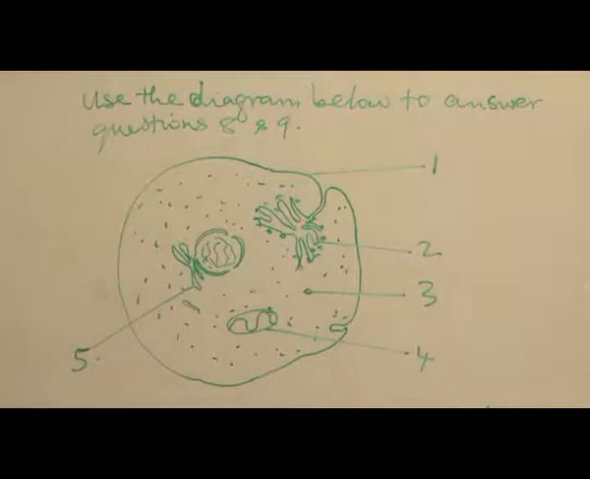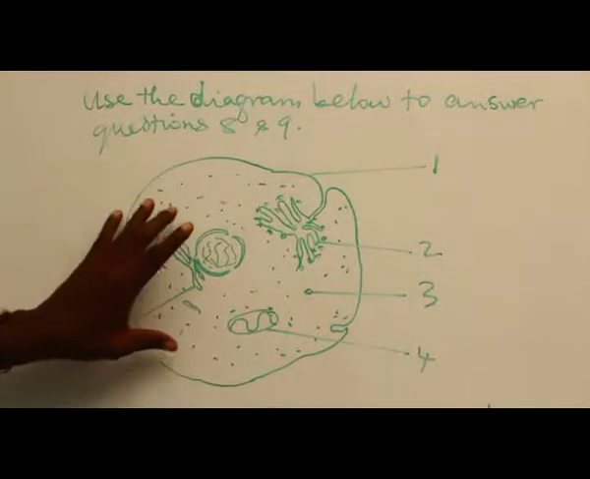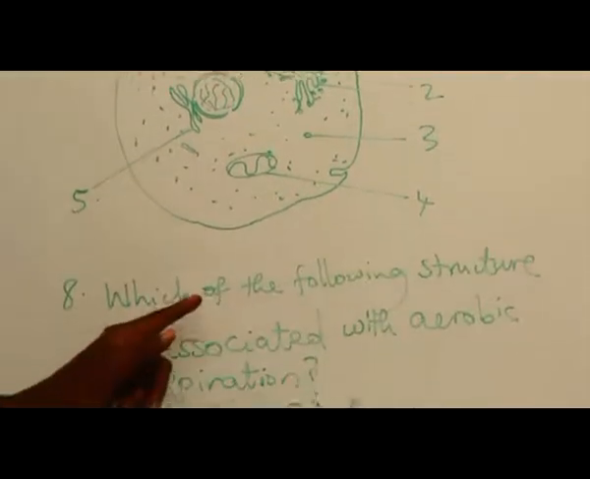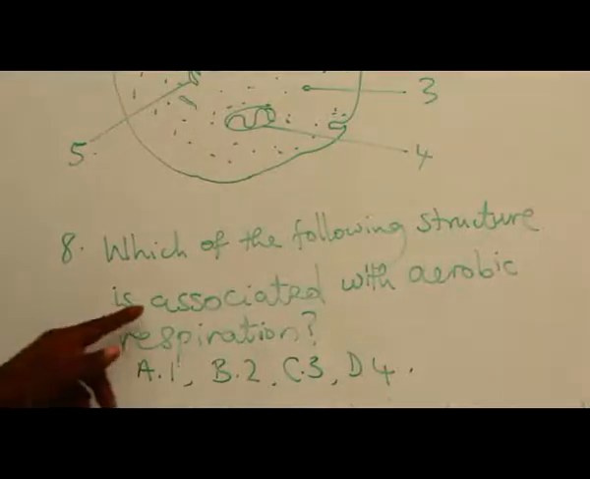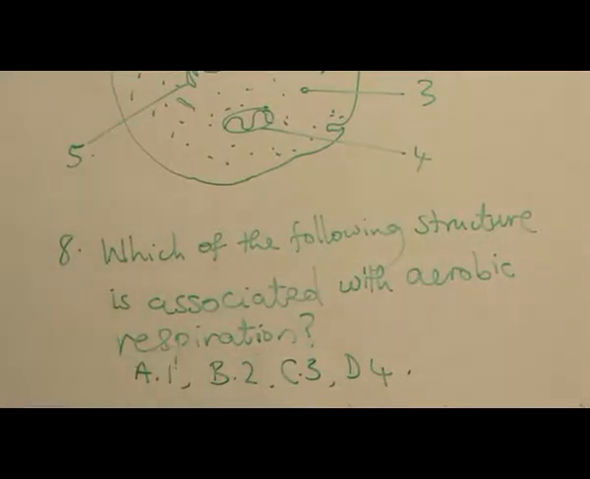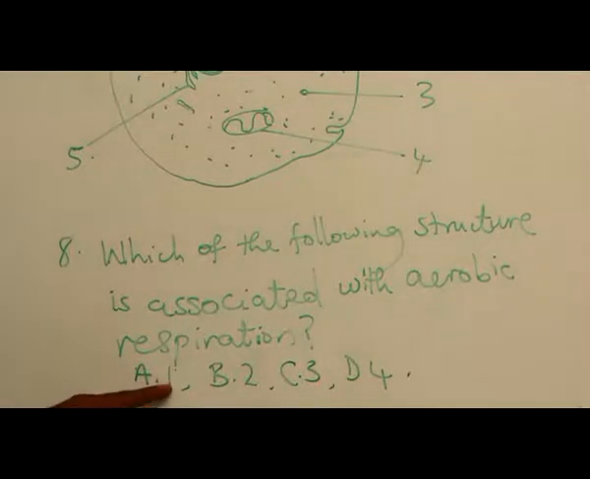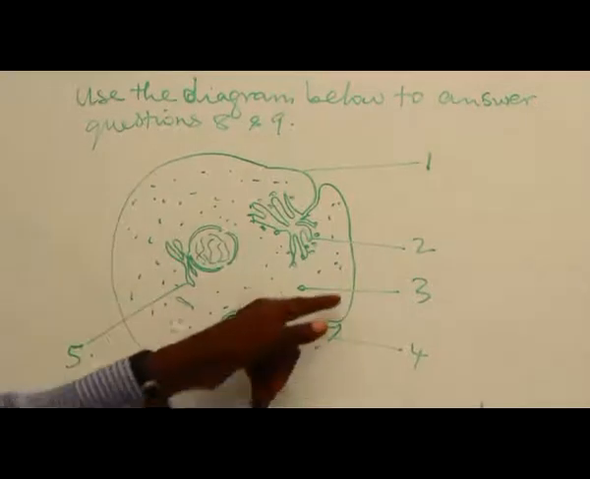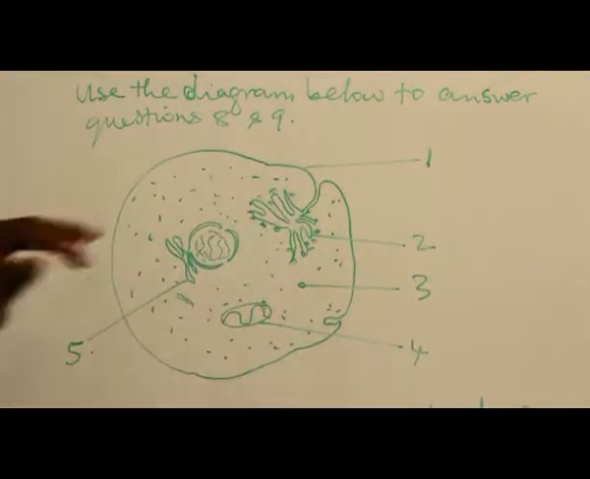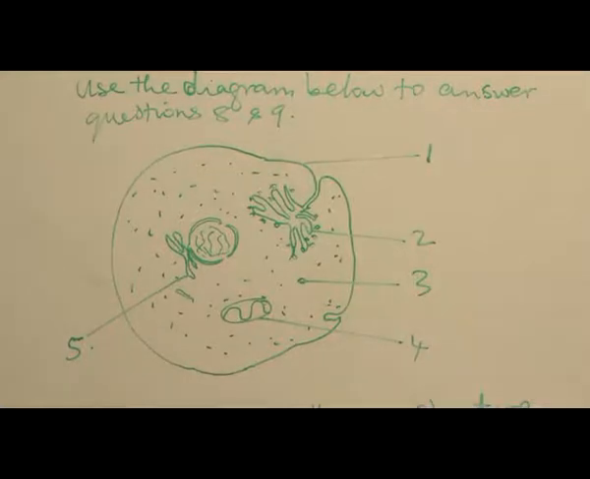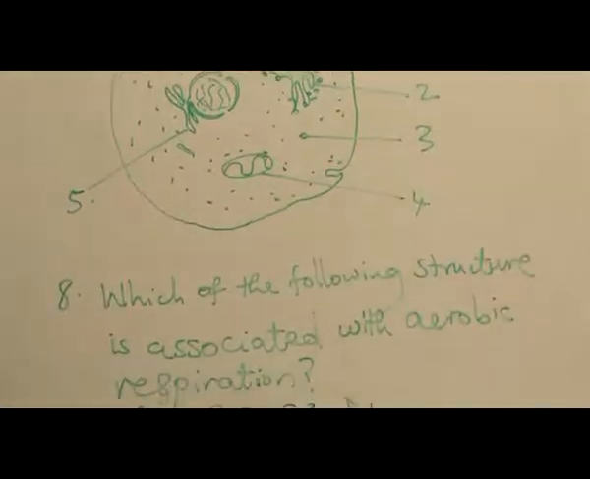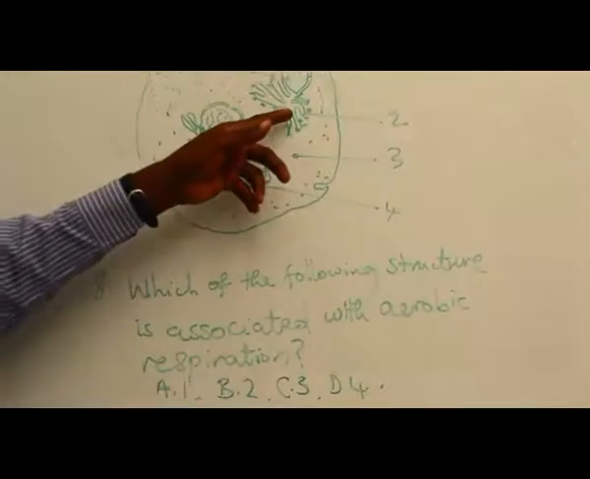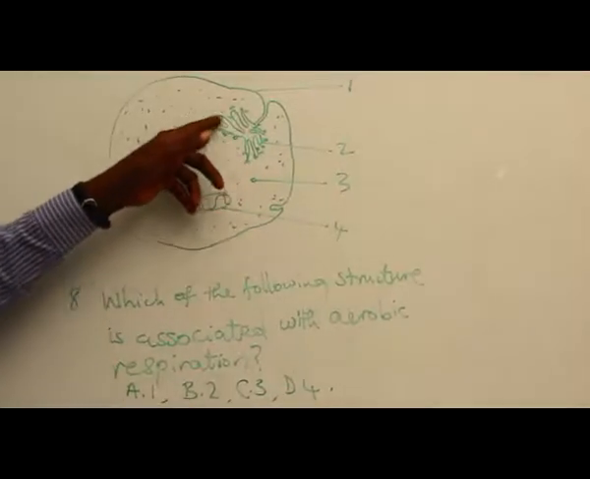Questions number 8 and 9 are based on this diagram. And number 8 is, which of the following structures is associated with aerobic respiration? A, 1. And where is 1? Cell membrane, because this is an animal cell. No cell wall in it. So the cell membrane. Aerobic respiration is not occurring in the cell membrane. B, 2. And 2 is endoplasmic reticulum.